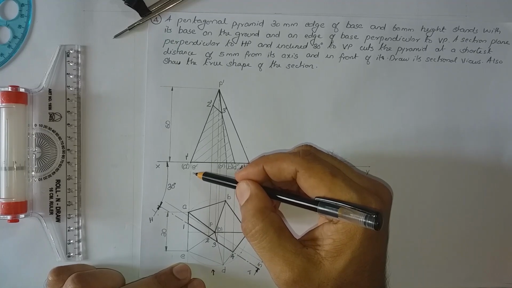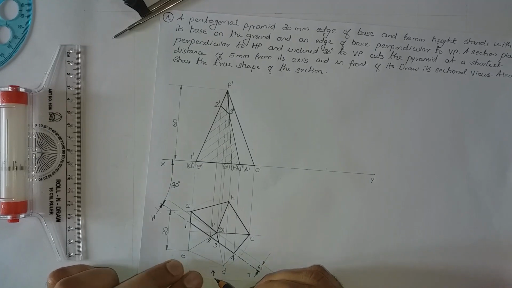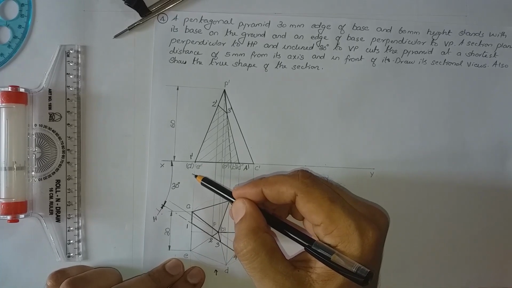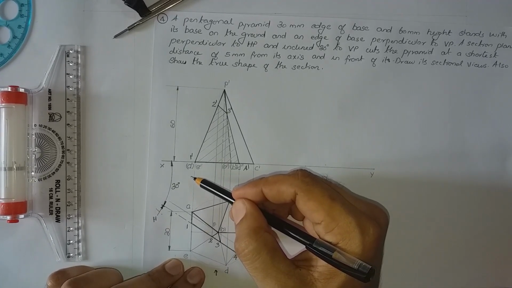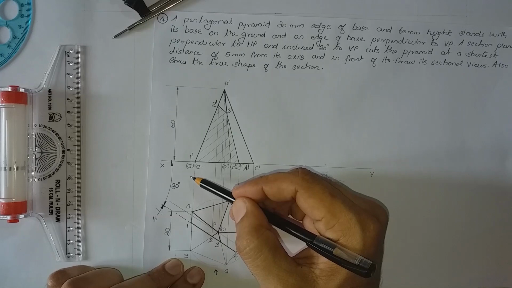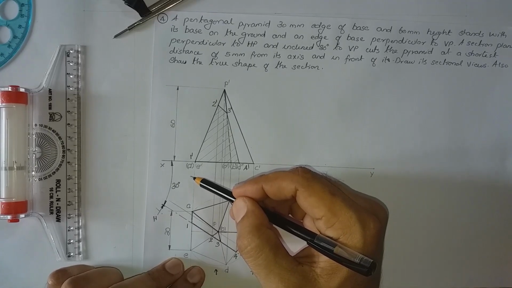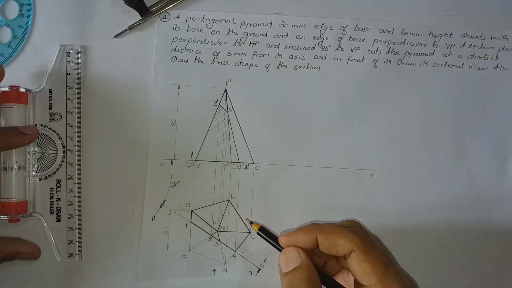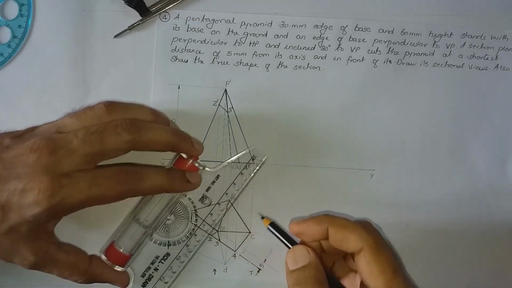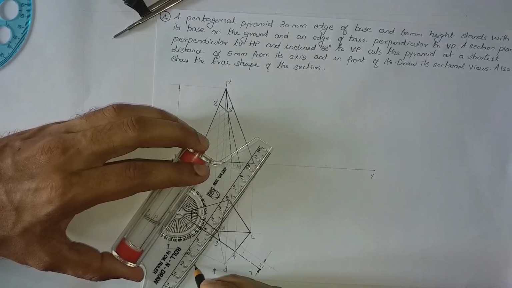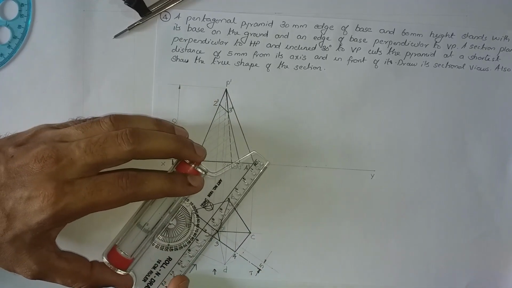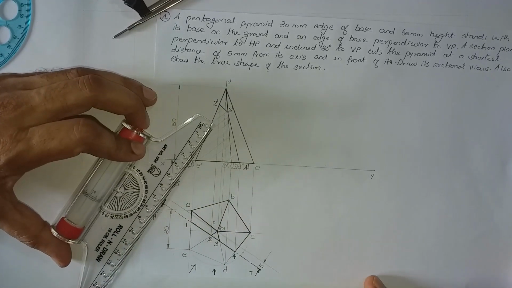The true dimensions of this section surface will not be visible in the front view. So here, 1 dash, 2 dash, 3 dash, 4 dash, 1 dash is a section surface, but we are not able to get the true dimensions of this section surface. So in order to get the true dimensions of this section surface, we have to view this section surface in a direction which is perpendicular to the section plane. So this is the section plane. So you have to visualize it in a direction perpendicular to the section plane.